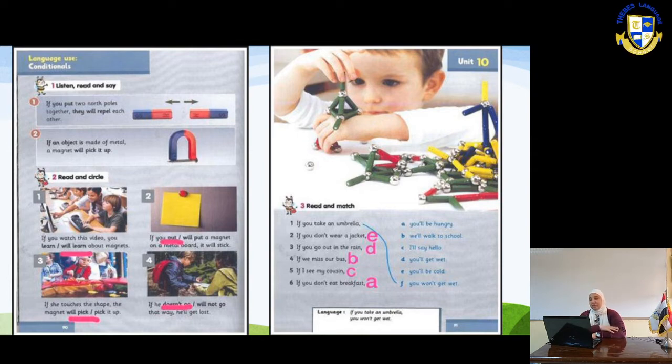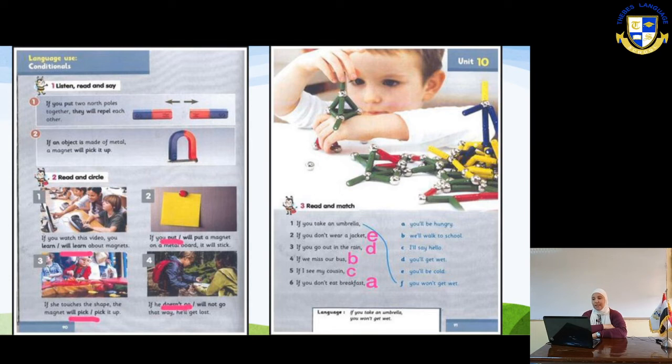On page 91, you will see a boy playing with a lot of magnets. He has a lot of magnets here. And the read and match. Read and match. If you take an umbrella, those are, you know, a kind of practice for you to comprehend what conditionals are. If you do something, you will do something. Maybe if you study hard, you will pass the exam. Okay, so this is the conditional part of this grammar.